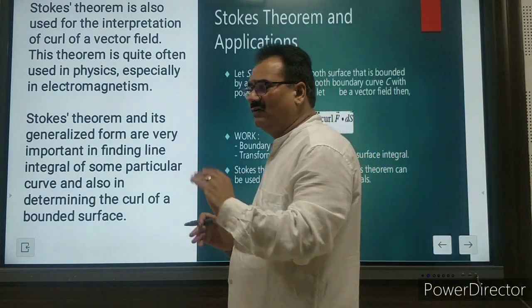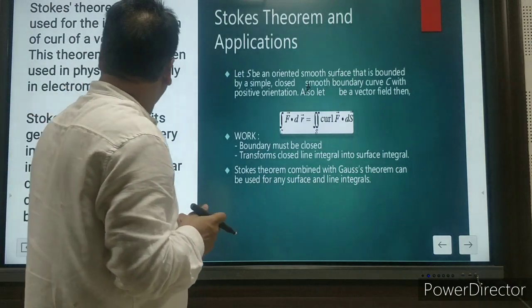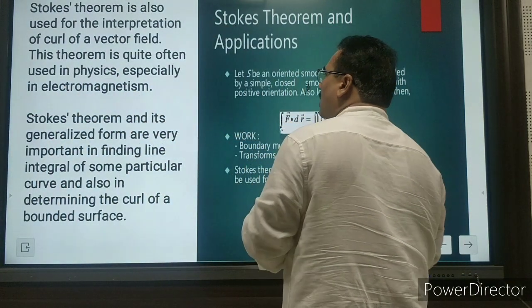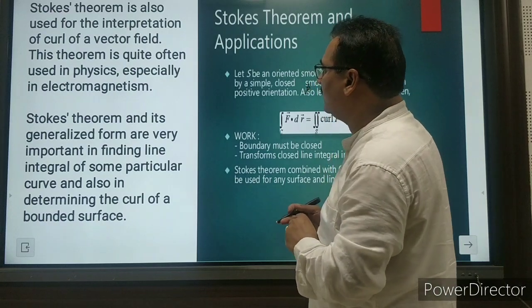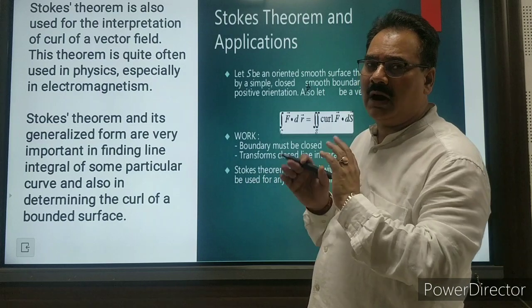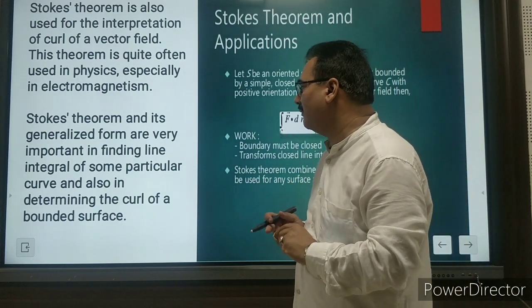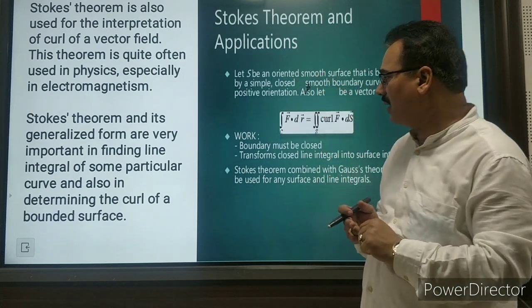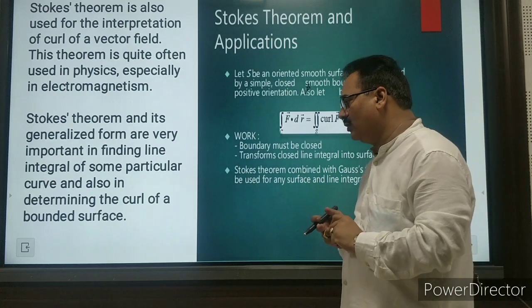Okay, so now some more facts about the Stokes theorem. The Stokes theorem is also used for the interpretation of the curl of a vector field. This theorem is quite often used in physics, especially in electromagnetism. So these are the practical applications of the Stokes theorem. The Stokes theorem and its generalized form are very important in finding the line integral of some particular curve, and also in determining the curl of a bounded surface.